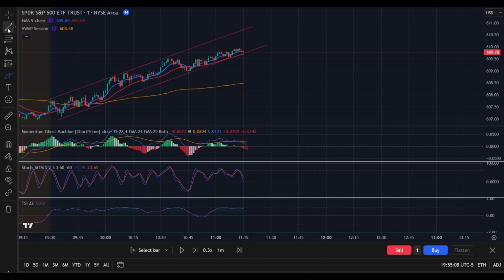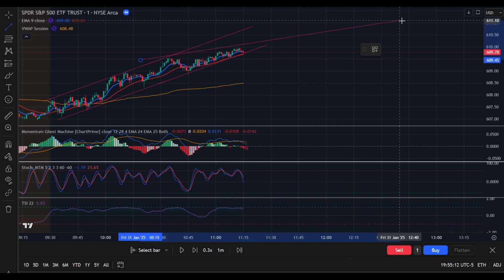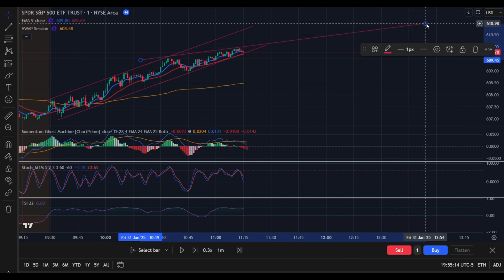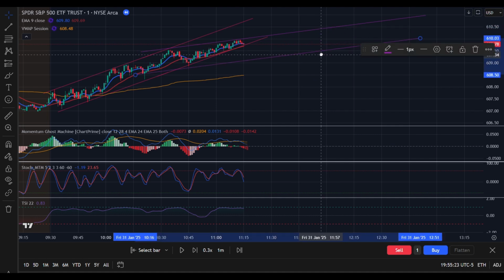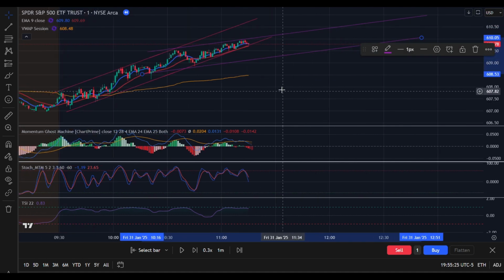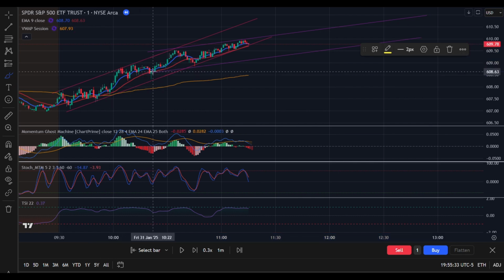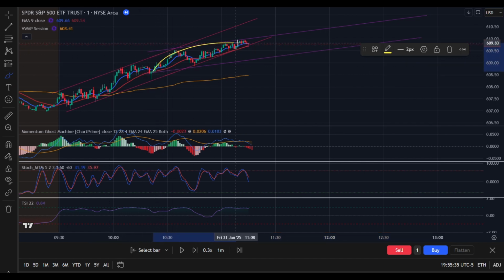So it's telling me there's most likely some weakness in this trend. I'm going to connect these tops now. There's some weakness in there. So in my estimation, this is what I would want to see. Price to do this.